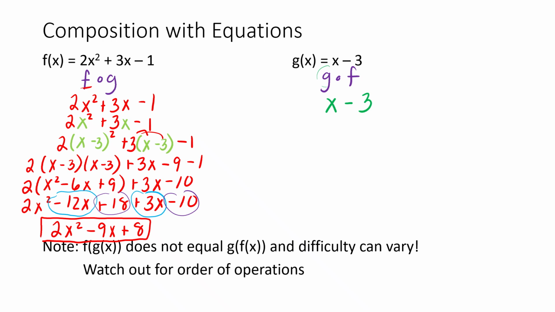Now, using the same little technique, I'm going to highlight the x in a different color, just to draw our attention to it. That's it. And now everywhere that I have that x, I am going to plug in the other function, which in this case is f. So that'll be 2x squared plus 3x minus 1. And then we have the minus 3.